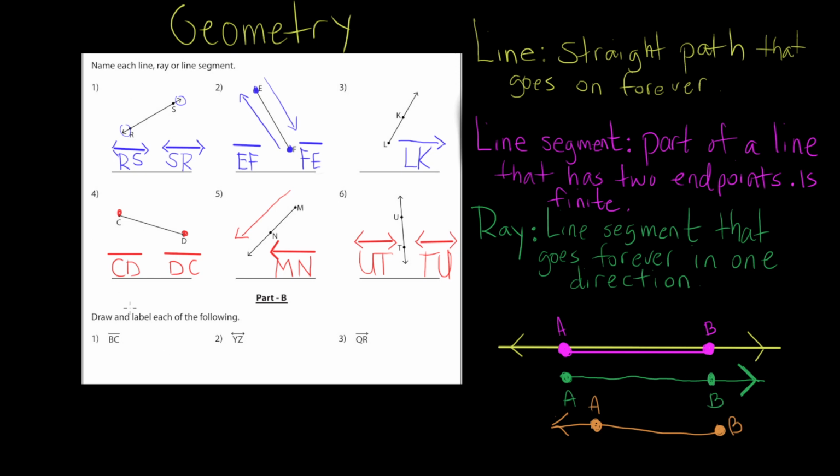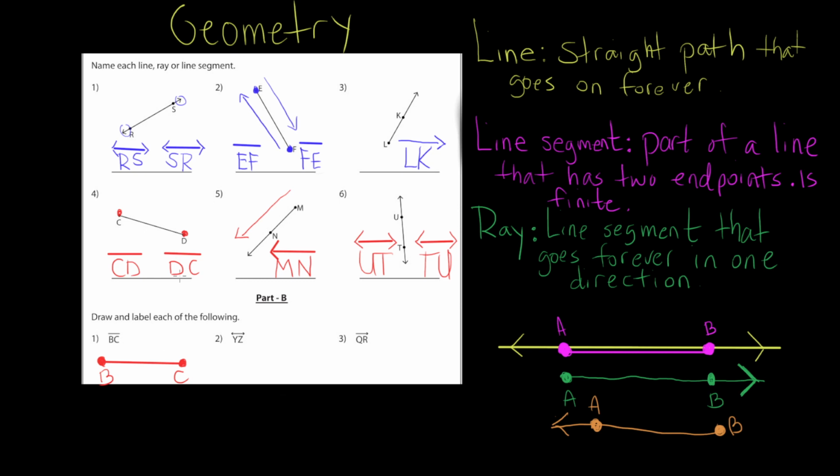Okay. Part B says draw and label each of the following. So now we're going to draw the line, or the line segment, or the ray, we have line segment BC. Okay, well, let's draw line segment BC. Okay, so it's a line segment, so we know it has 2 endpoints. It's finite. And let's call this one B. And let's call that one C. That is line segment BC.